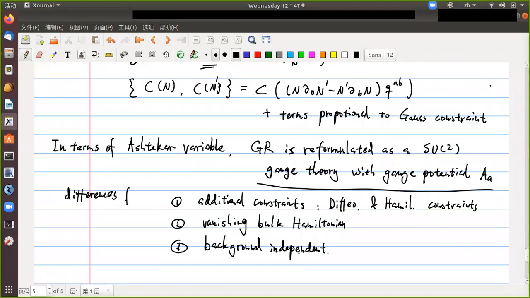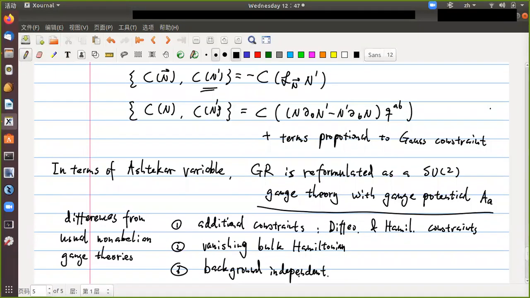This is from the usual non-abelian gauge theory. Okay, but anyway, we have cast GR into a formulation which is similar to non-abelian gauge theory, especially in terms of this new variable, the gauge potential A.